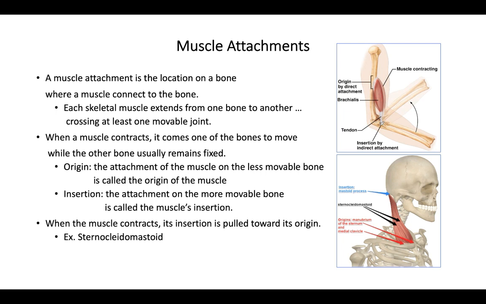Origin means the attachment of a muscle on the less movable bone. So this is the origin of a muscle in the case of flexing the forearm. Insertion is the muscle attachment on the more movable bone. We call that muscle insertion. So when the muscle contracts, its insertion is pulled toward its origin. It's like the muscle on the ulnar bone is pulled toward its origin, the muscle on the humerus.